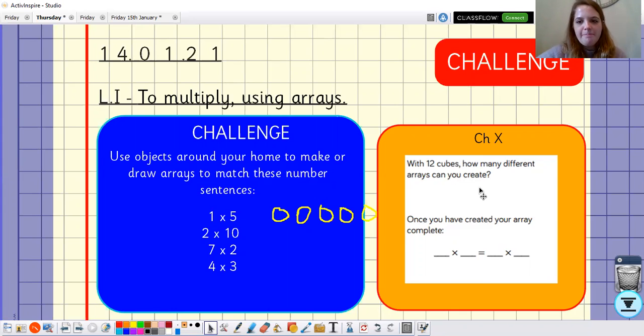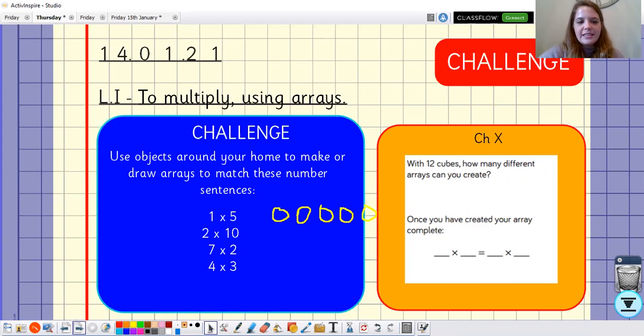With 12 something, how many different arrays can you create? So think about, remember, there's got to be the same number of pencils or cubes in each row and the same number in every column as well. But have a see how many different arrays you can create. And once you've created that array, can you write the 2 multiplication number sentences? Remember the commutative number sentences. So it might be 1 group of 5, 5 groups of 1. Okay, so that's how we'd write it. Okay, so that might be a really nice challenge for you to have a go at home.